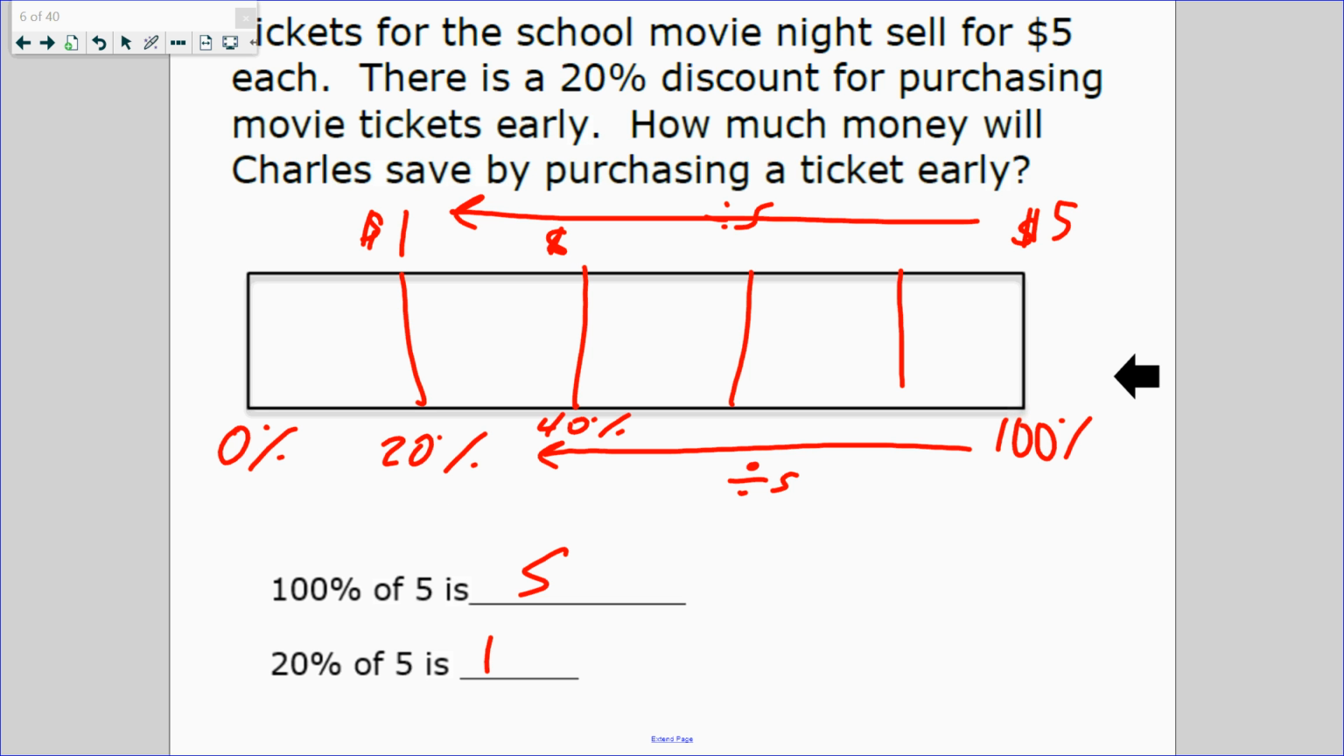That would be $2. What if it is 60%? What's the relationship between 20% to 60%? Times 3. That would be $3. What if it's 80%? What's the relationship between 20% to 80%? Times 4. That would be $4. So from this, you can answer any question. So if the question was, if you save 40%, how much money would you save? $2. All right, next one.